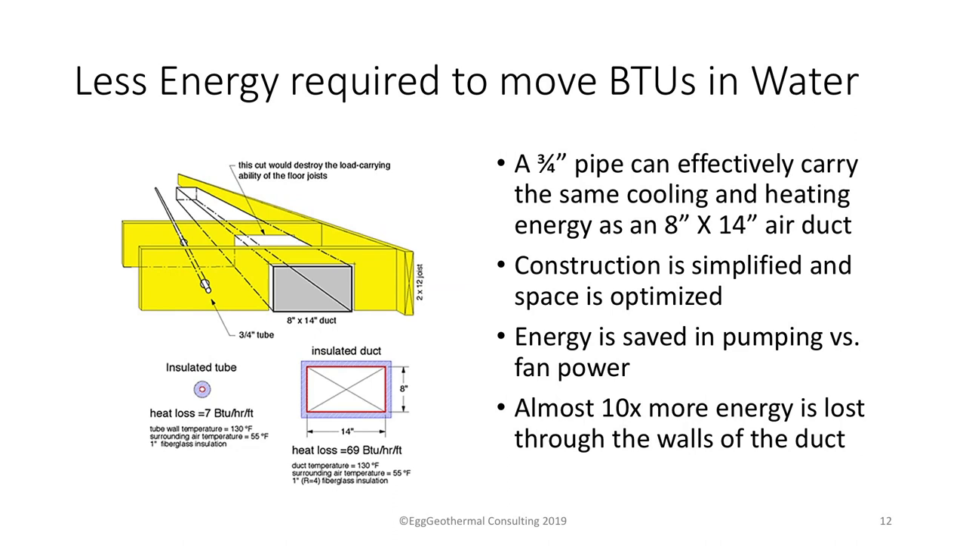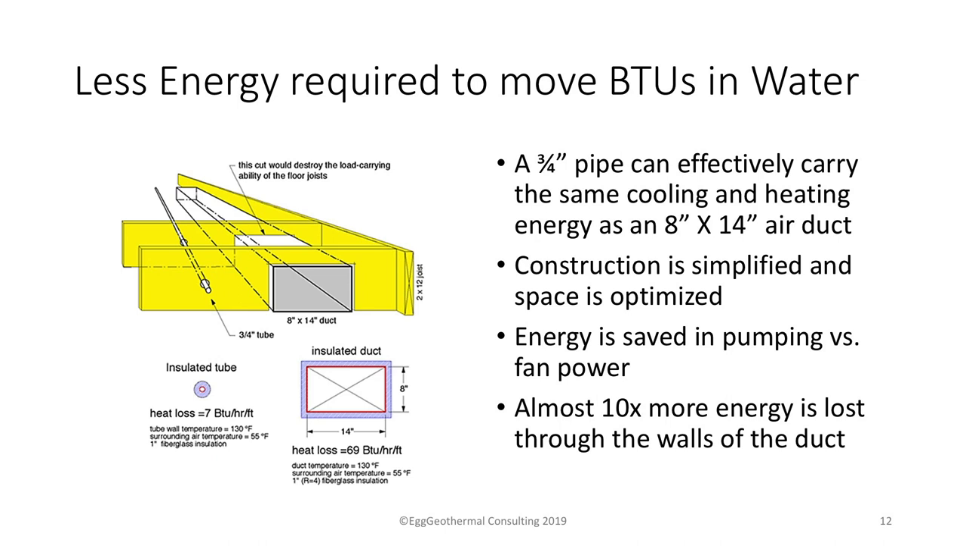There are fundamental ways to move energy through a building. There are really more than this, but this is what I'm going to talk about here. A forced air duct system or a hydronic pipe, a pipe filled with water. In a forced air duct system, this 8x14 duct moves as much energy as a 3/4-inch pipe.